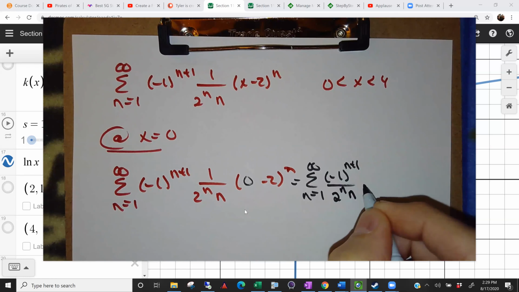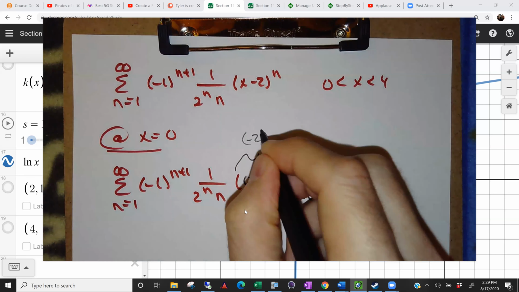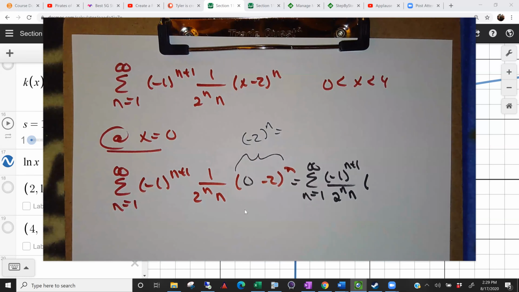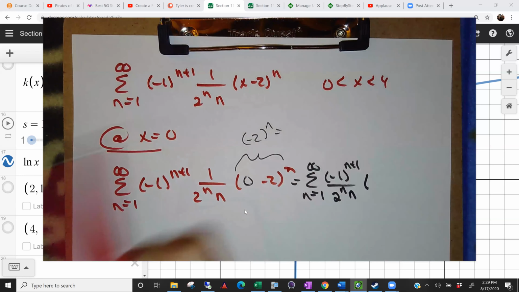And this much is -2 to the nth power. And I can rewrite -2 to the nth power as -1 times 2 to the nth power, or basically -1 to the nth times 2 to the nth. So it's going to be -1 to the nth times 2 to the nth, like that.